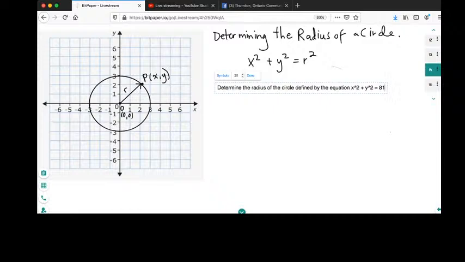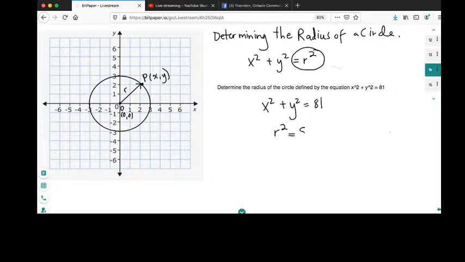So this is the equation of the circle: x squared plus y squared equals 81. Remember that the original equation of a circle tells us that when it's x squared plus y squared equals whatever, it's r squared, which tells us that r squared is equal to 81. Then if we just square root both sides to get rid of the squared from r, we're going to get our answer. So r, the radius, is equal to, oh, that's supposed to be a 9, equal to 9.